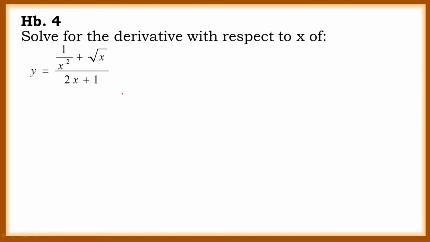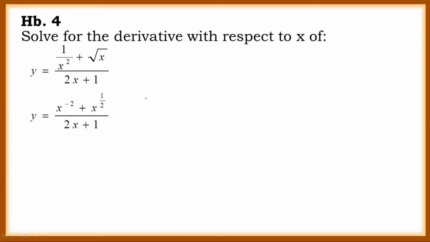For this problem, kailangan ulit natin mag-exert ng extra effort kasi meron tayong negative exponent tsaka meron tayong nasa radical. Para ma-simplify muna natin siya, let us transform them into their exponential form. 1 over x squared is equal to x raised to negative 2, negative exponent, and then this is x raised to 1 over 2. So this is x raised to 1 half using laws of exponent.